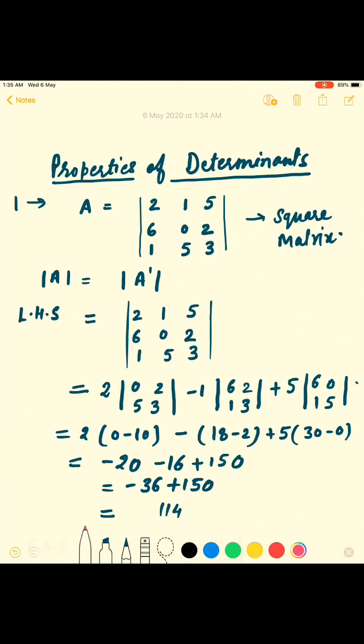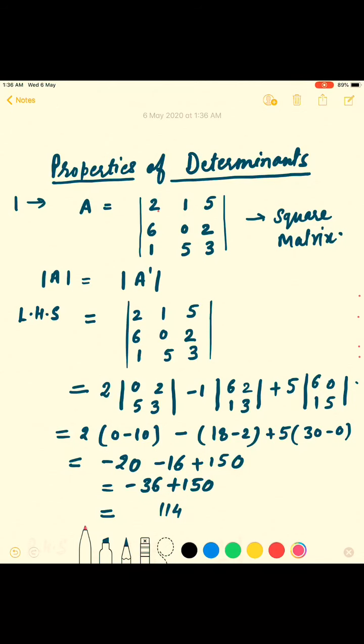it is the determinant of a square matrix of order 3 cross 3. So what's written inside the determinant? 2, 1, 5, 6, 0, 2, 1, 5, 3. So there are 3 rows and 3 columns, and this is the determinant of a square matrix of order 3 cross 3. So what does the property say?